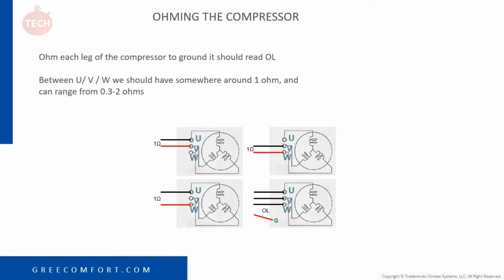We're looking for generally somewhere around 1 ohm between each leg. Typically, if it's higher than 2 ohms, we would start looking into whether we may have an issue with that compressor, or below 0.3 ohms. Again, ideal is right around 1 ohm.